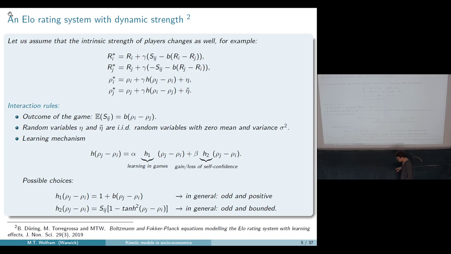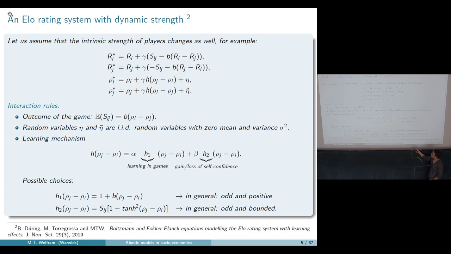And what, in principle, these learning mechanisms say is that depending on the difference in our strength, I benefit more, for example, if I'm competing against somebody and winning a game, and this was a strong player. So if I play against somebody who is much better than I am, I will probably take much more out of the game. While the person that is actually the stronger player, if they are beating the other one, well, that's not that hard of a task. So you can play here with these functions H1 and H2.